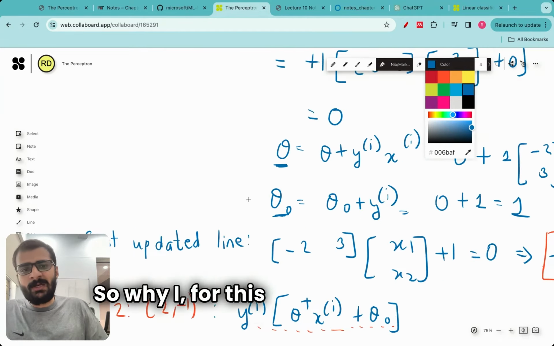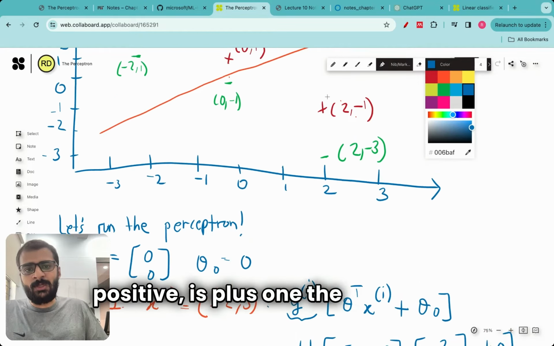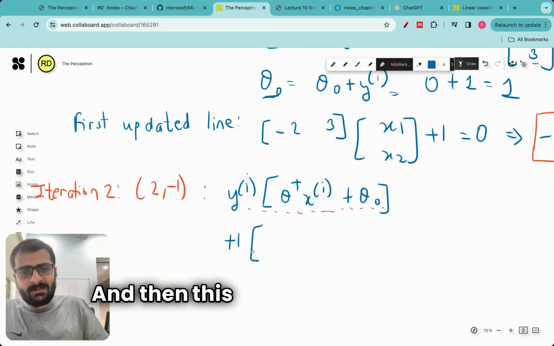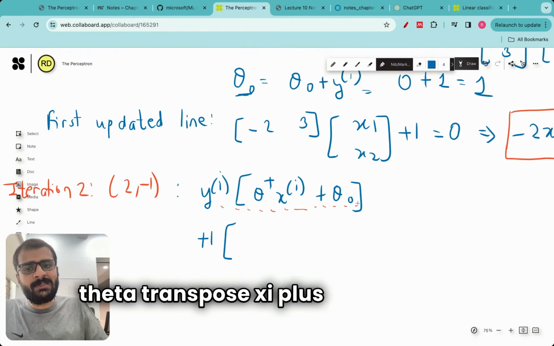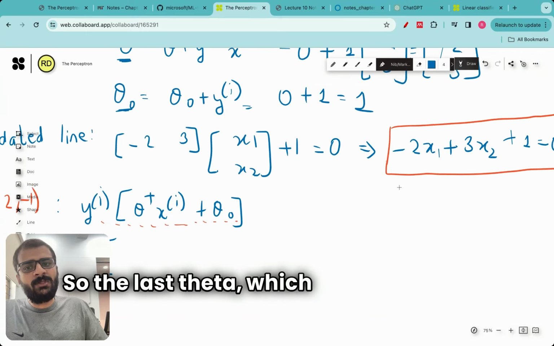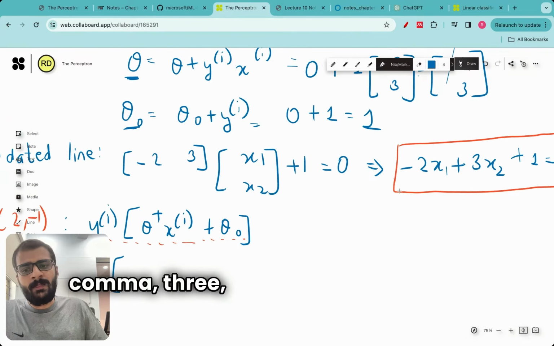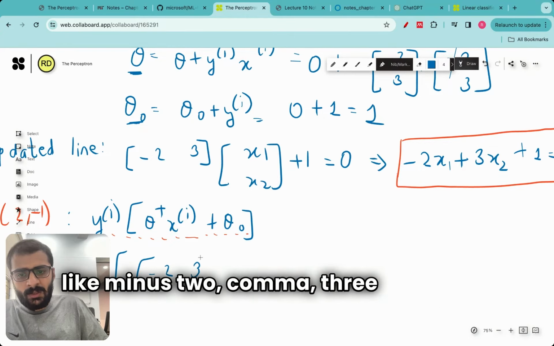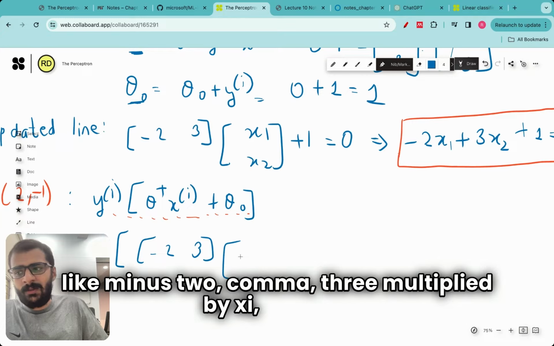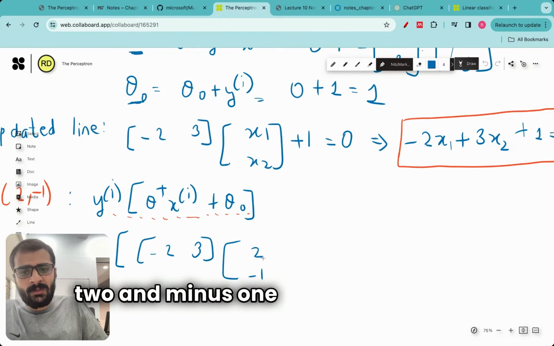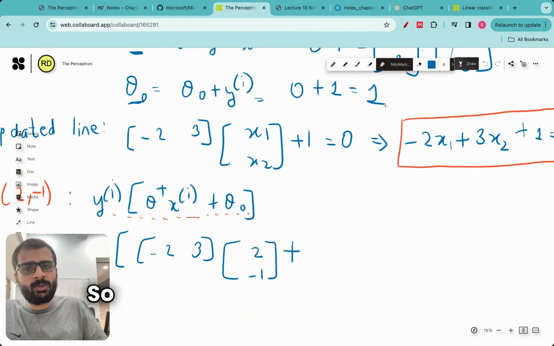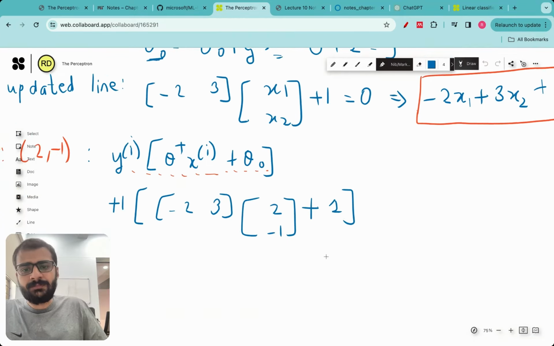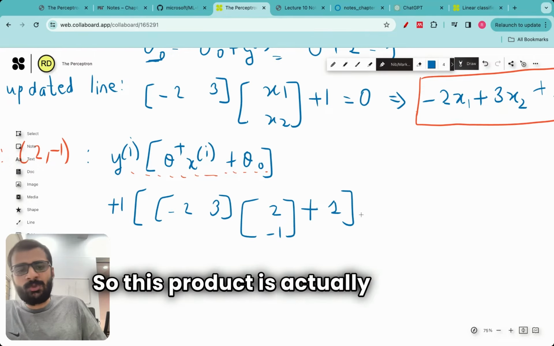So yi for this particular point is positive, it is plus 1, the true value. Then this multiplication will be theta transpose xi plus theta naught. The last theta which we finalized was minus 2 comma 3. So theta transpose here will look like minus 2 comma 3 multiplied by xi, which is 2 and minus 1, plus theta naught. The last theta naught which we finalized in the last iteration was 1.